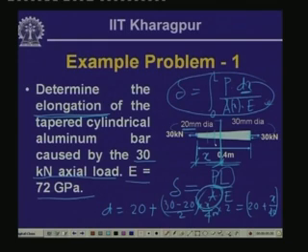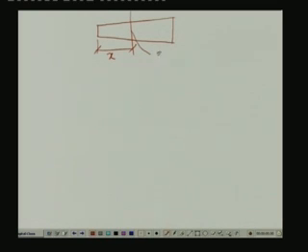So, let us compute now what is going to be delta for this particular case. We have the bar which is tapered, and we have just seen that at a cross section which is at a distance of x, the diameter D is equal to 20 plus x by 40 millimeter.